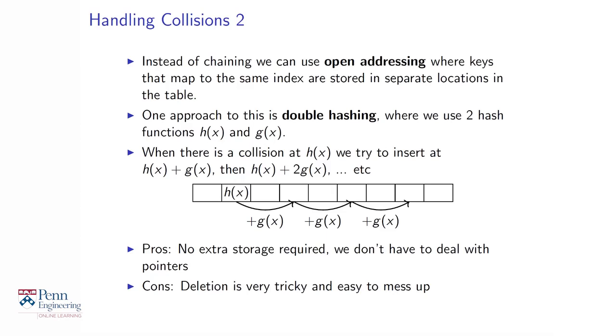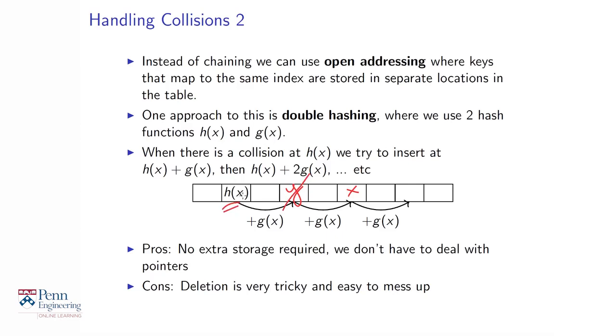So for example, if some element y had been residing at this location when we inserted x, that's why we put x over here: h of x was occupied, h of x plus g of x was occupied by y, and so we put x at h of x plus 2g of x. Now later on, if someone deletes y, then this location becomes empty. And now suppose we are finding x. We go look for x at h of x.